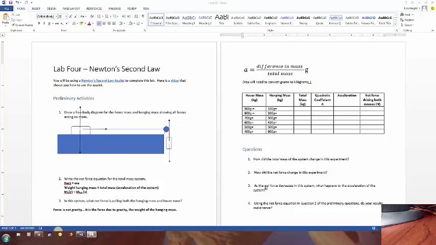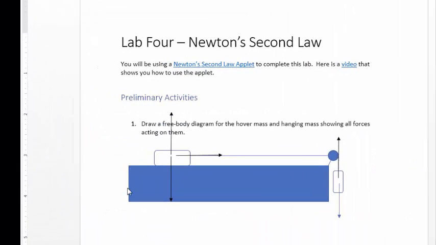But let me talk to you about what a free body diagram is. A free body diagram is a diagram that illustrates all the forces acting on a mass. When you have two masses, you need to look at each mass separately. So here we have the hover mass, and the hover mass has its weight acting downward. It has its normal force acting upward, and they're canceling each other out, so it's in equilibrium here.